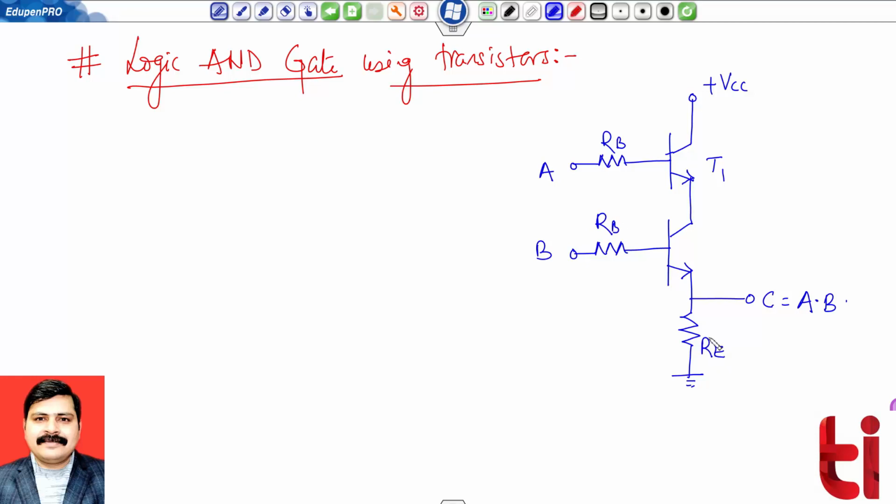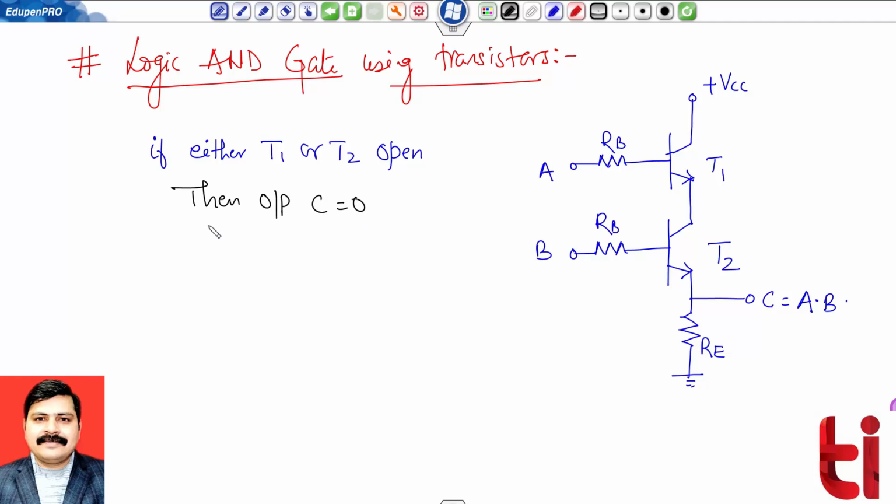Now you can check, if either T1 or T2 is open, then the output C will be equal to 0, as the circuit is not completed.